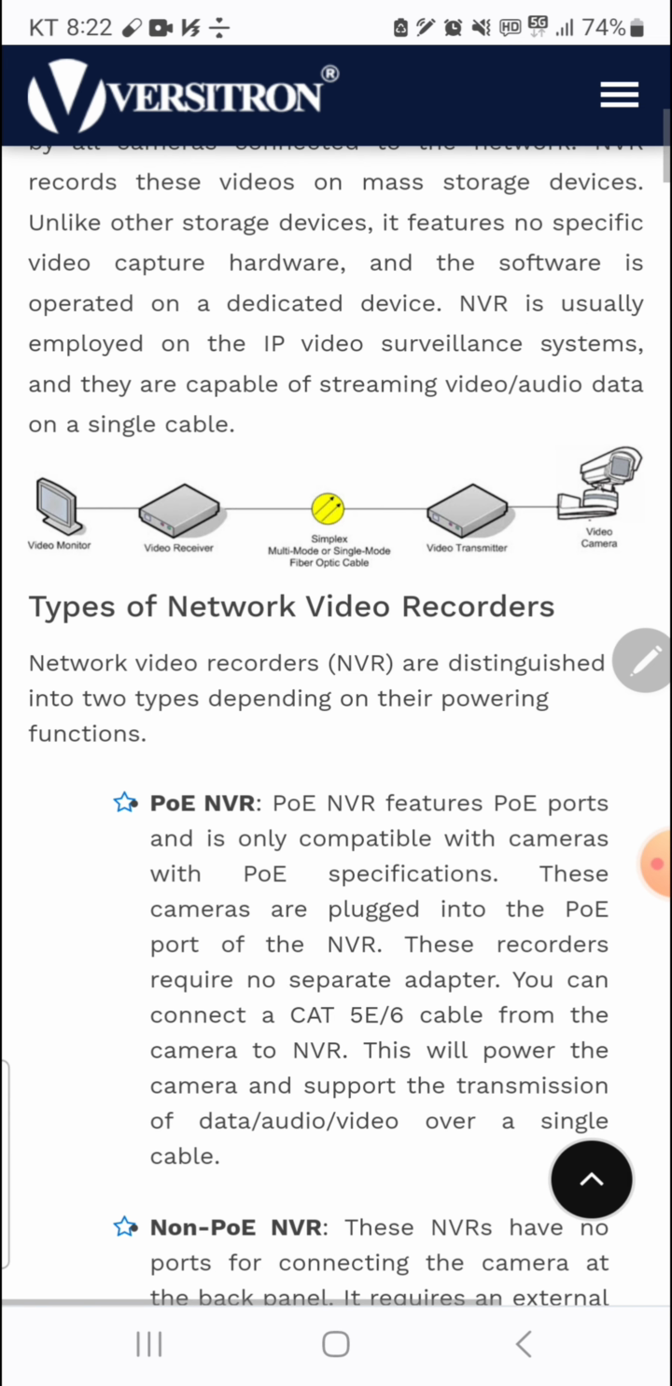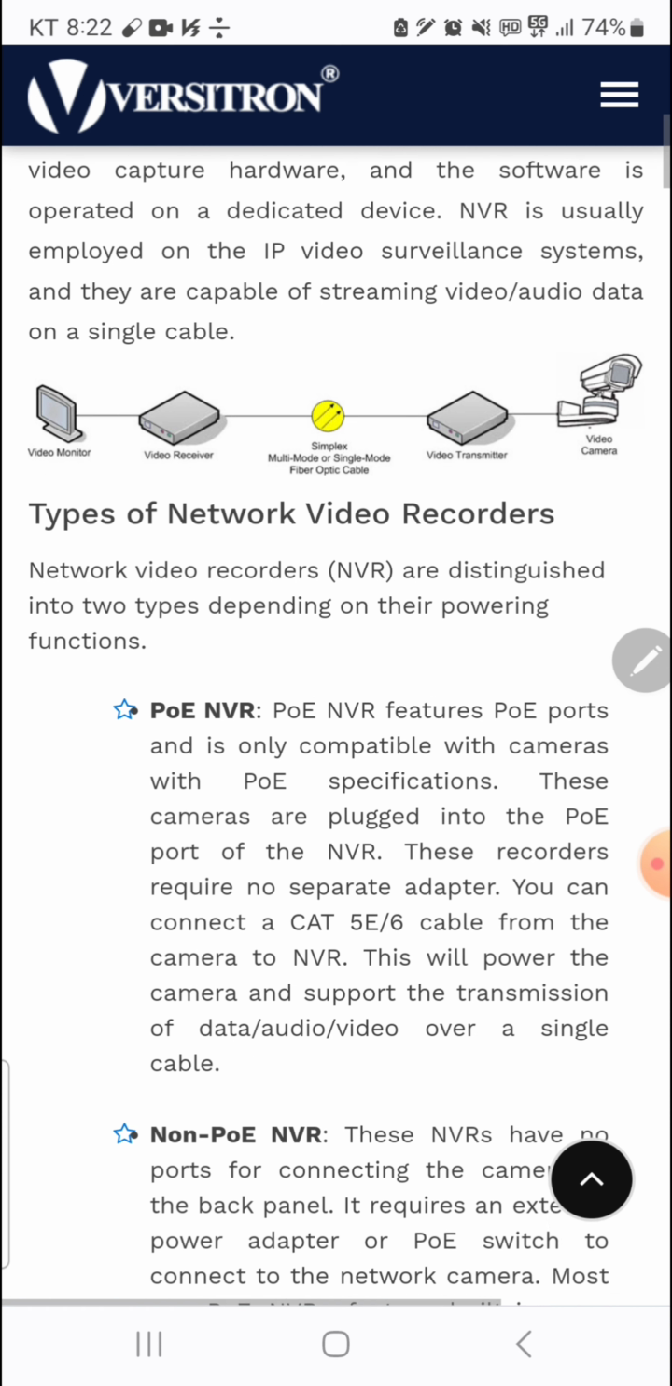So on this diagram, from the left to the right, it shows video monitor and video receiver, which is connected to video transmitter via simplex, multi-mode to single-mode fiber optic cable. Then the video transmitter is connected to video camera.